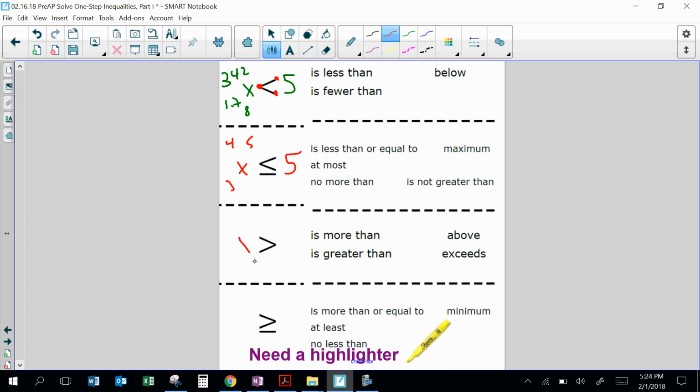What about this one? This symbol is called the more than, greater than, above, exceeds.